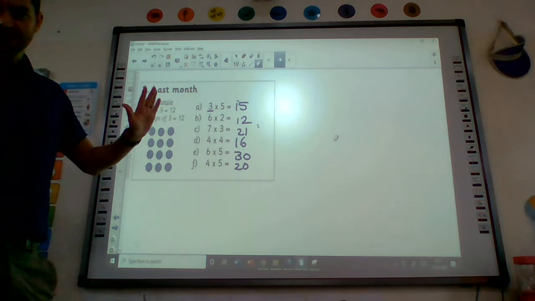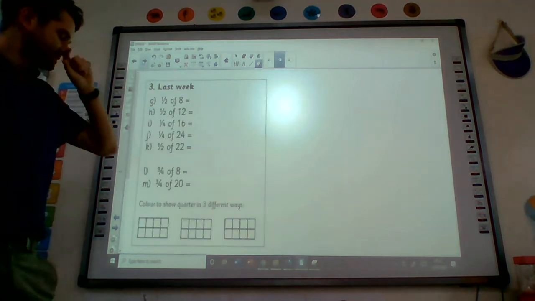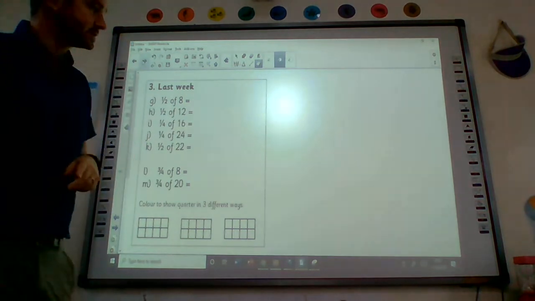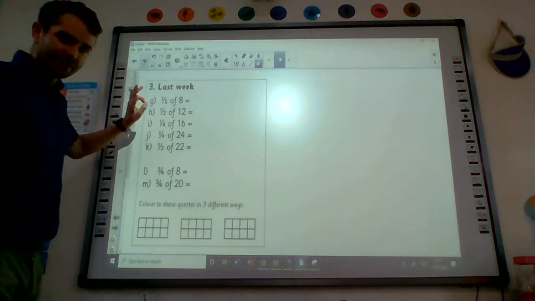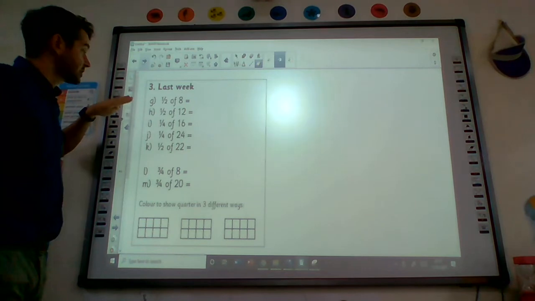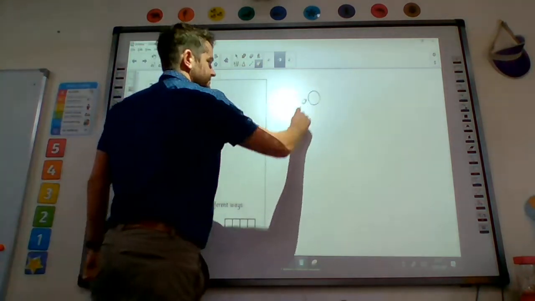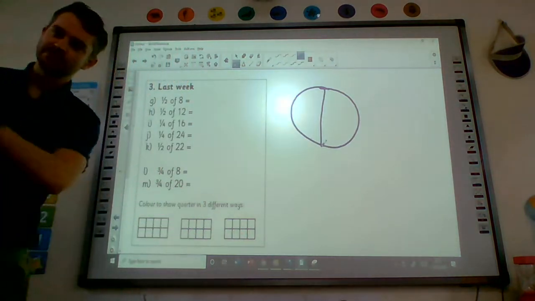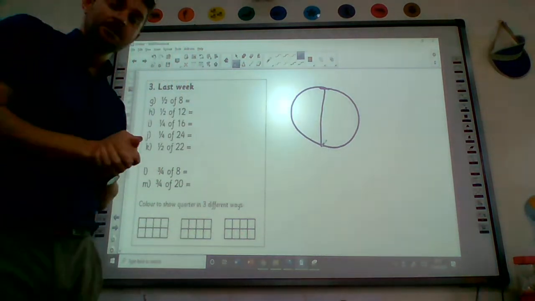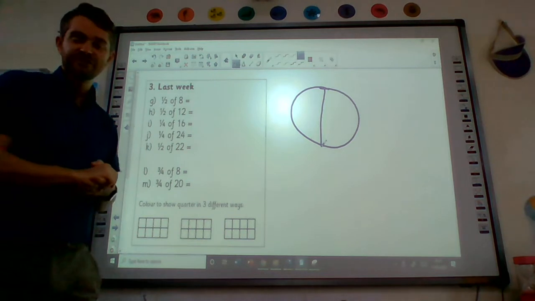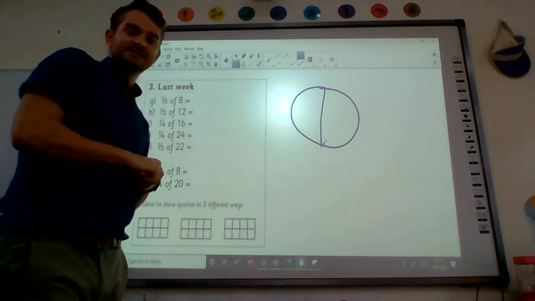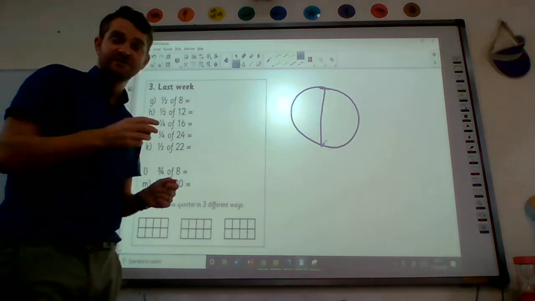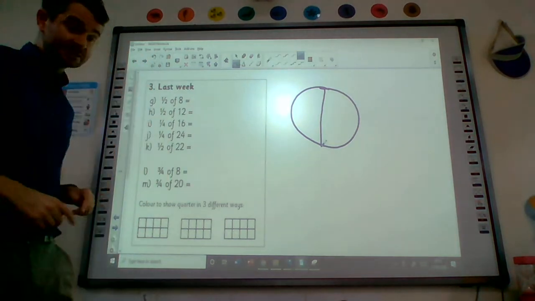Alrighty, back to last week then. Fractions. We're finding fractions of numbers and we're using our pizza method to do it. I'll give you a little bit of a reminder for G if you haven't had a go already. Half of 8. Over to you. Half of 8. You might know half of 8 already. Lots and lots of people were really quick with their halves last week, which definitely speeds things up.